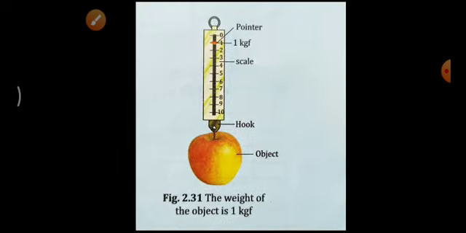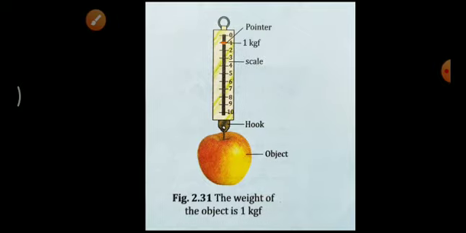Then this is the figure which shows the spring balance. One pointer is there, and you can see it is marked 0, 1, 2, 3, 4 like that. That is the scale, and one hook will be there, and the object will be hung on the hook. So this is the figure of a spring balance. I hope all of you have understood this properly.